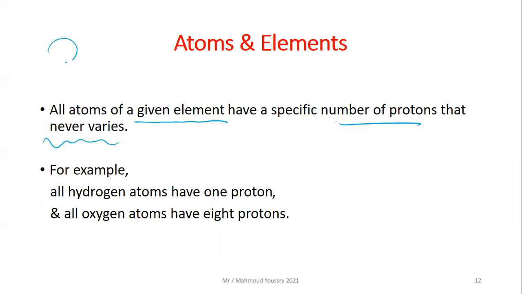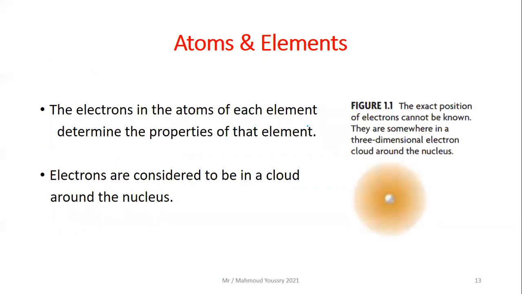So we said that, for example, the oxygen atom's nucleus contains 8 protons. All the oxygen atoms in the world have the same number of protons, which never varies. For example, all hydrogen atoms have 1 proton. All oxygen atoms have 8 protons. Great. Then what about the electrons?